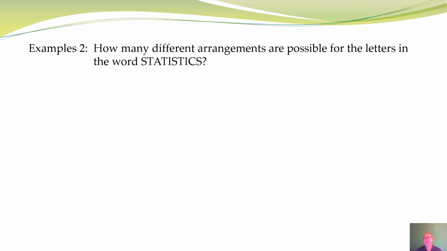Example 2. How many different arrangements are possible for the letters in the word statistics? Now, this one's going to be a little different than the author's definition. So n is 10. There are 3 s's, 3 t's, 2 i's. So we're going to let n1 be 3, n2 be 3, n3 be 2. All the other letters occurred one time, so I'm not even going to consider them. I'm only going to consider the repeated ones.